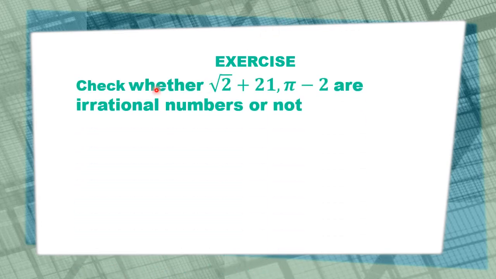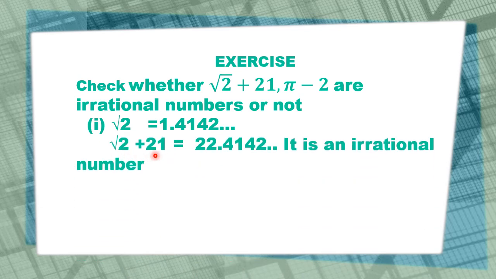Exercise. We are going to check whether root 2 plus 21 and pi minus 2 are irrational numbers or not. As we all know, root 2 is equal to 1.4142 and so on. So on adding 21, which is a whole number or a rational number, you can call it a rational number, because natural numbers, whole numbers, all are rational numbers. So 21 comes under the same category of whole numbers, natural numbers and rational numbers. Whichever name you want to give, you can give. But ultimately it is a rational number.